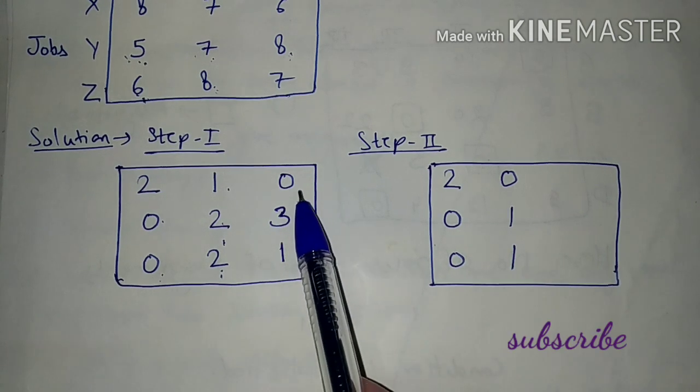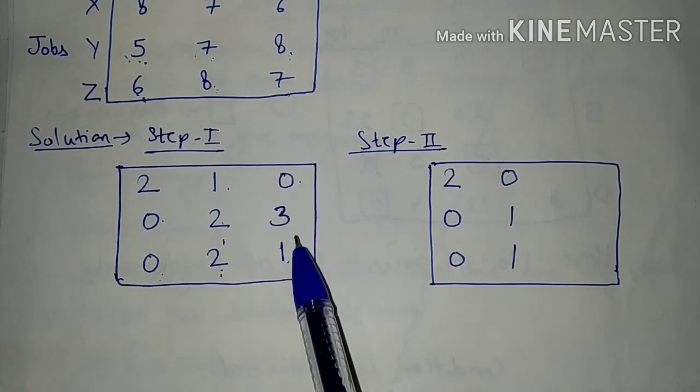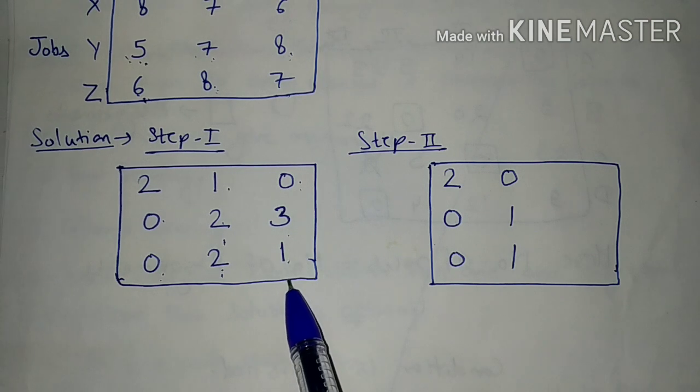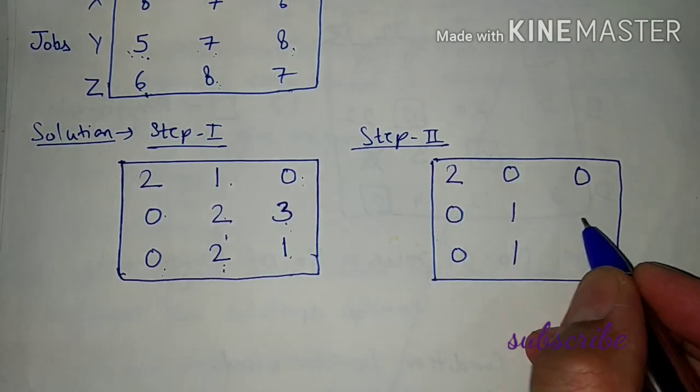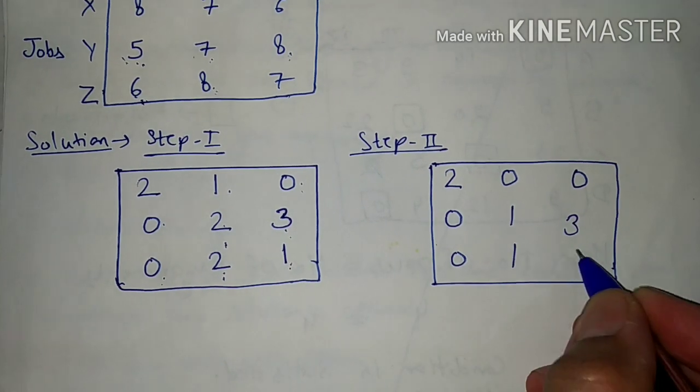In column 3, the minimum element is 0, so let us subtract 0 from each element of column 3. 0 minus 0, 0, 3 minus 0, 3, 1 minus 0, 1.